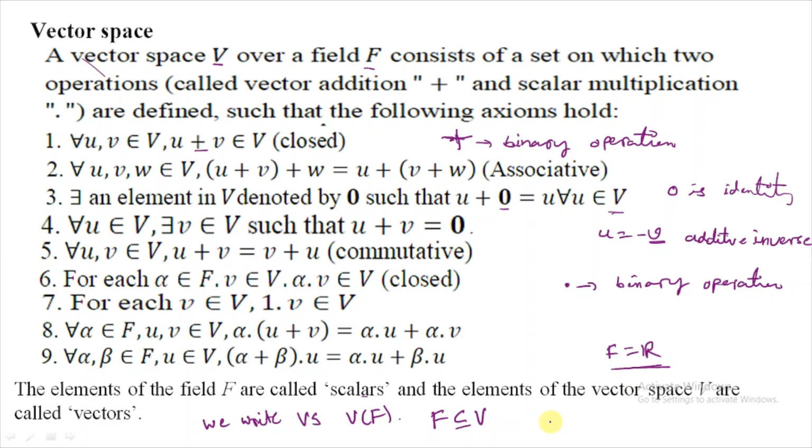One more thing, the vector space is always a superset of the field. We will see that R over Q is a vector space. Suppose I write Q over R, it's not a vector space, because the closure property with respect to scalar multiplication is not satisfied. So the vector space is always a superset of the field.